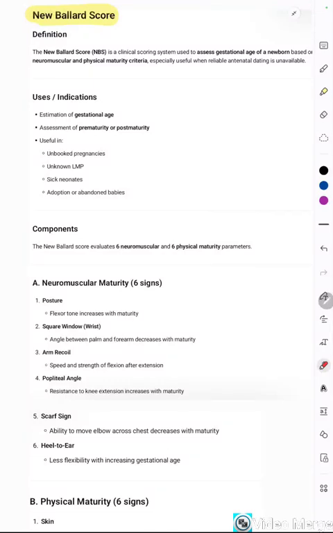New Ballard score. The New Ballard score is a clinical scoring system that helps us to assess the gestational age of the newborn based on neuromuscular and physical maturity criteria. Now, what are the uses?